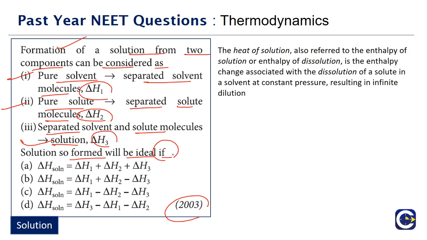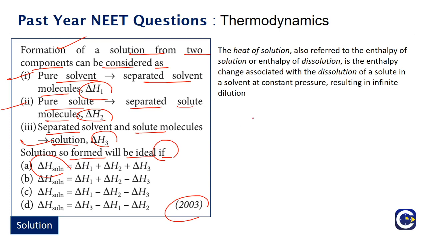So if you look at the definition of what is a heat of solution. So delta H solution means what? Heat of solution or enthalpy of solution. It's basically the enthalpy change involved in the dissolution of a solute in a solvent resulting in infinite dilution. So this is what will be the definition of enthalpy of solution.